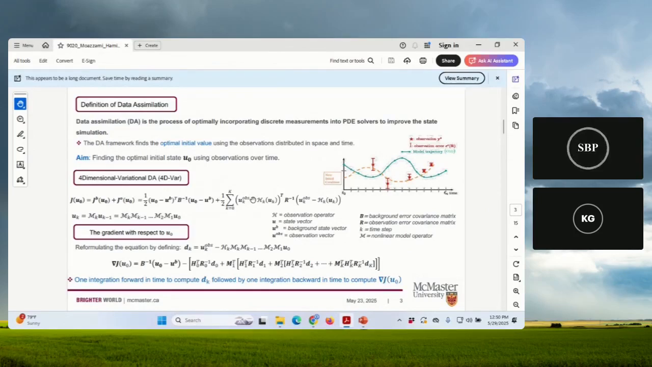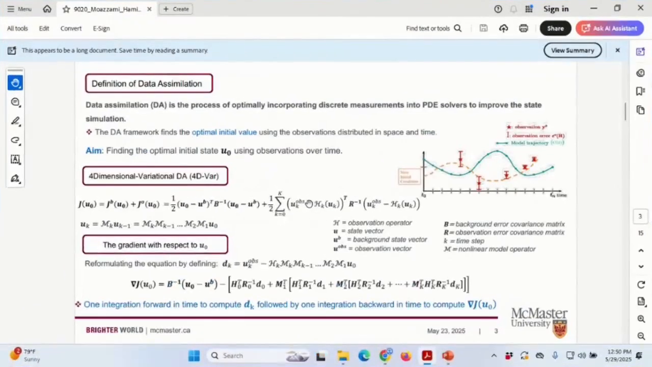Here the PDE is M, curly M, which involves the state, the physical model in space and time. And for computing the gradient, we need to run it forward in time and space, compute the differences between the observations and the simulations, and then we apply something called the adjoint model, which is derived from the forward model, but it is evolved backward in time, and that gives us the gradient equation.